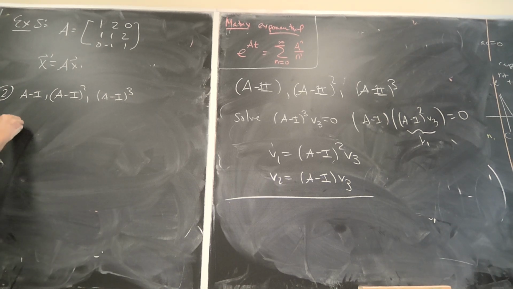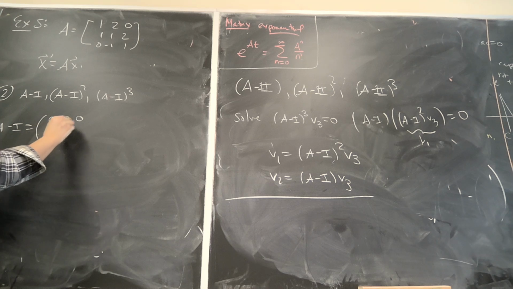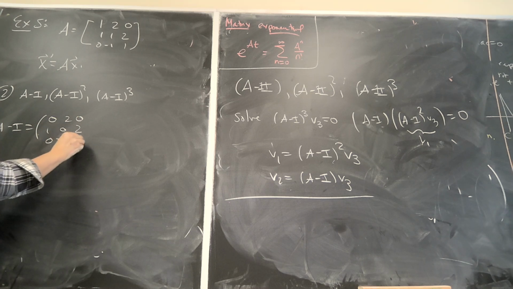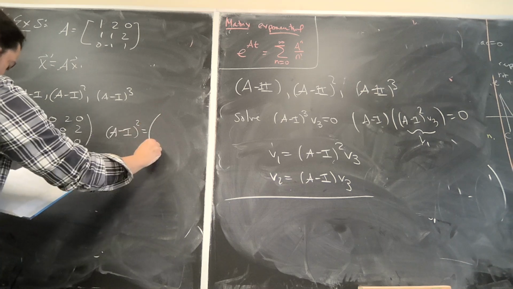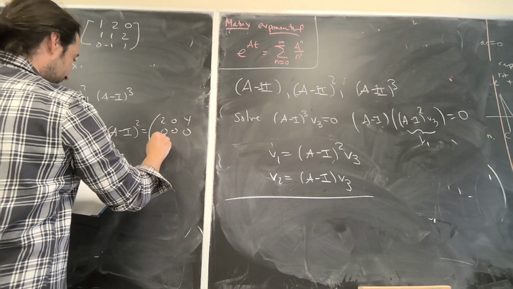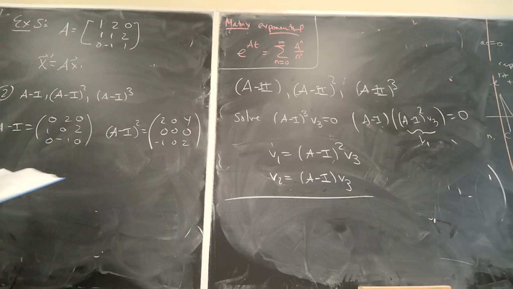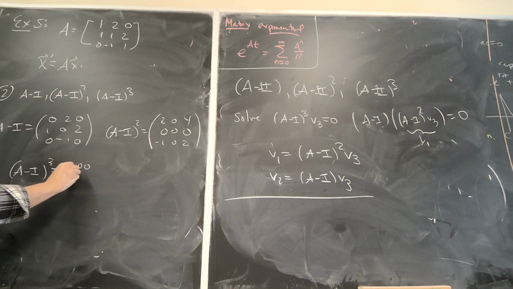A minus I is equal to 0, 2, 0, 1, 0, 2, 0, minus 1, 0. And A minus I squared is equal to 2, 0, 4, 0, 0, 0, minus 1, 0, 2. And perhaps unsurprisingly, A minus I to the third is a matrix of zeros.